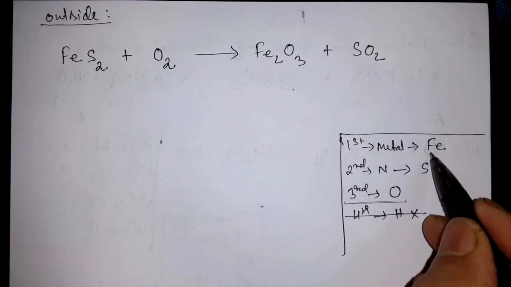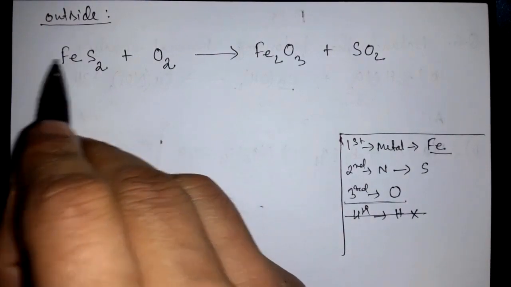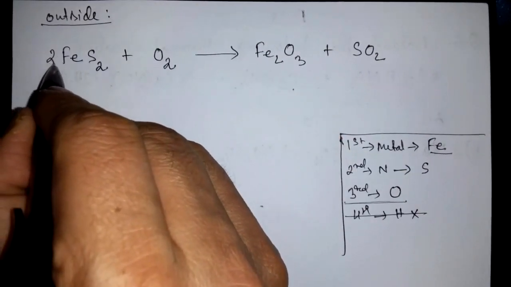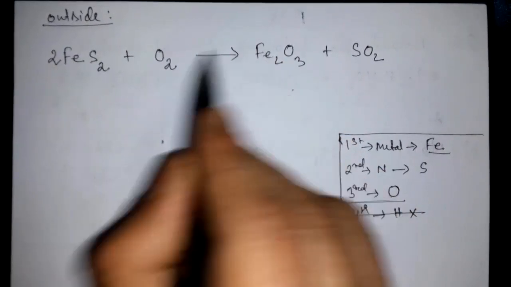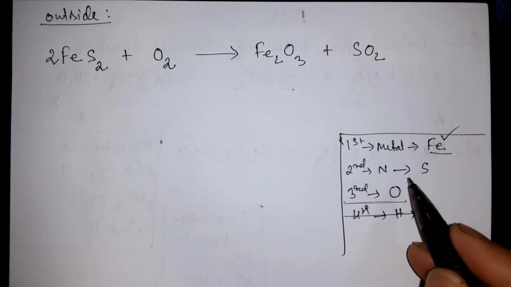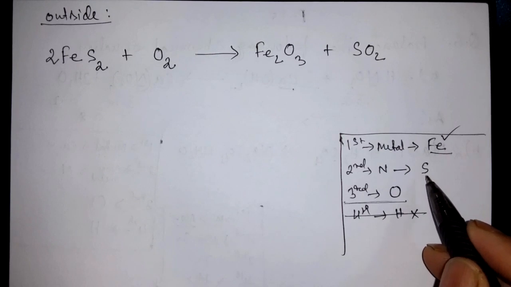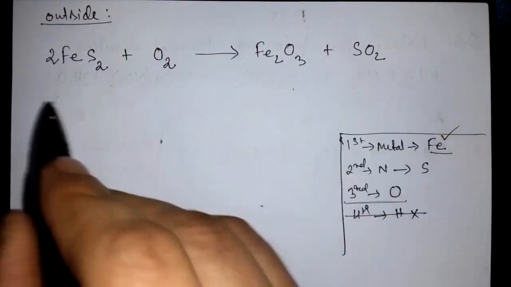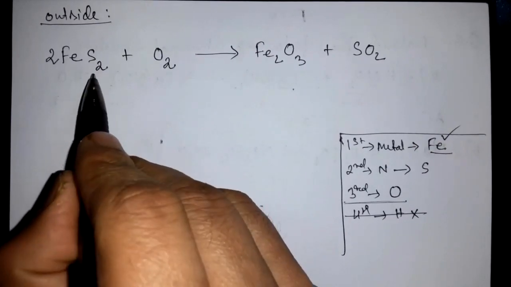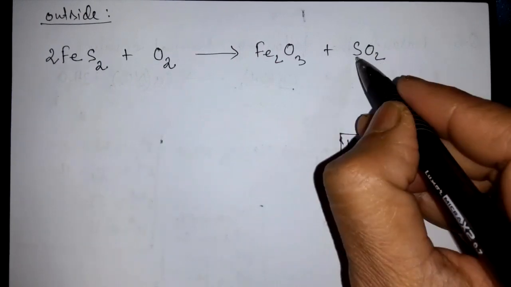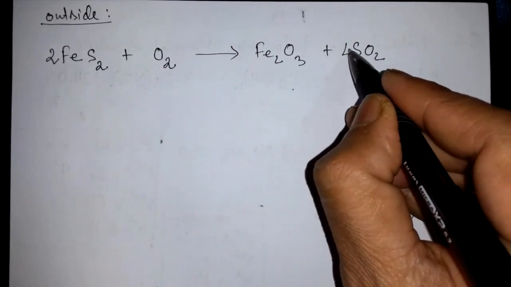So let's start with iron. This iron is 1, but this iron is 2. So to make it balanced, if you write 2, then both sides iron will be 2. So iron is done. Now next is the non-metal, which is sulfur. This sulfur is 1, and this sulfur is 2 into 2, 4. So to make this sulfur 4, simply you have to put 4.